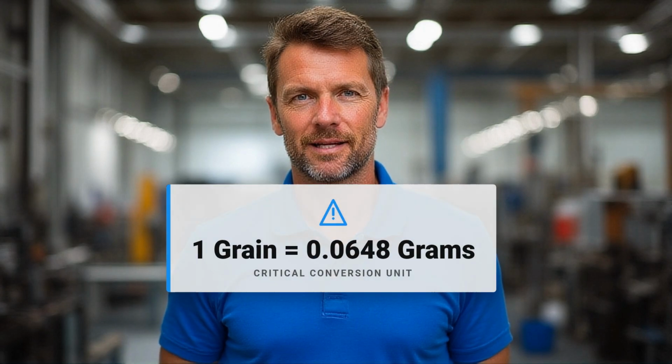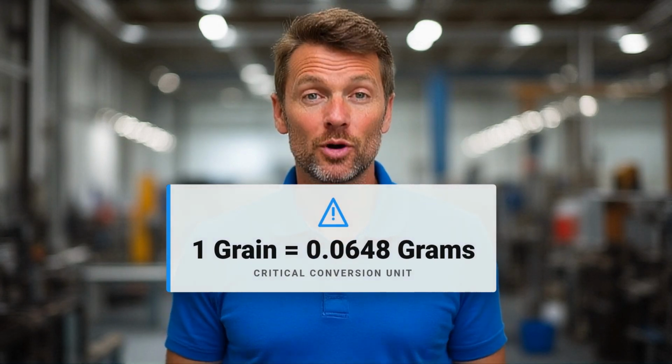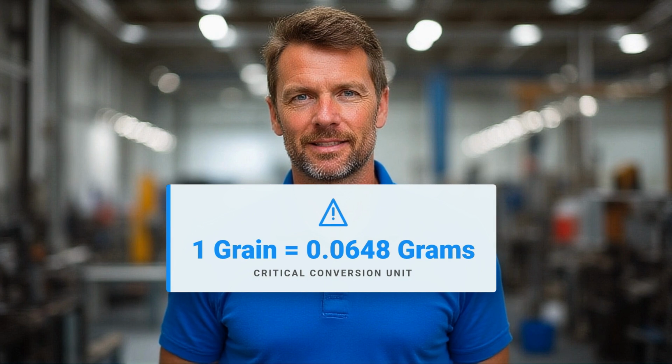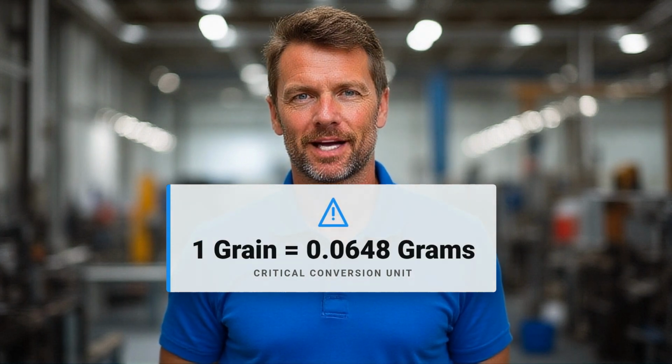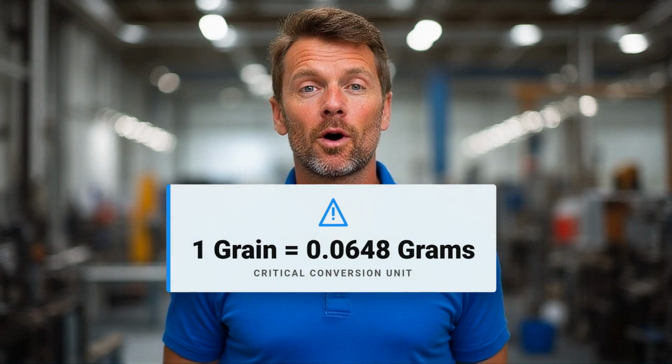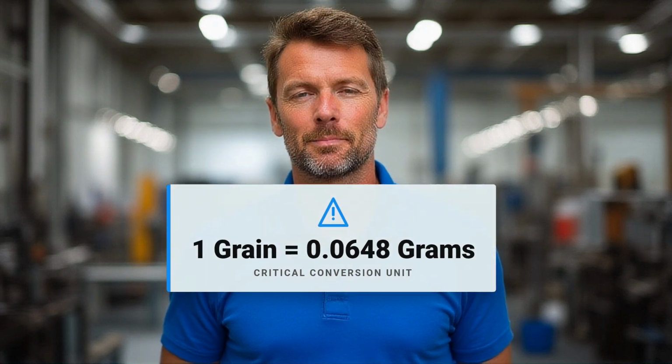Here's a critical insight. Many engineers mistakenly use bullet weight in grams instead of grains. Remember, 1 grain equals 0.0648 grams. This conversion error can throw off your entire ballistic analysis by a factor of 15.